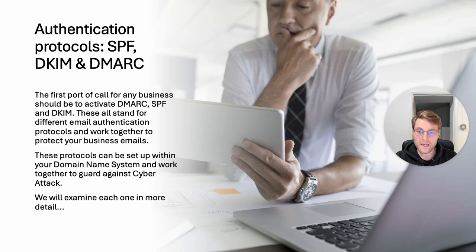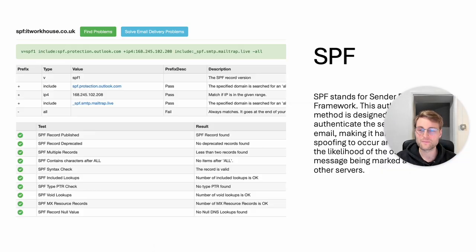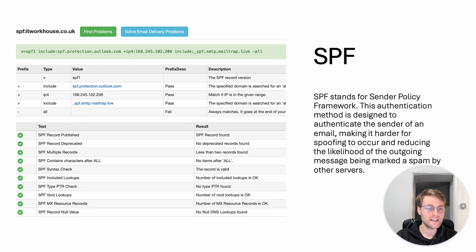So there's three main protocols that we use to authenticate emails out: SPF, DKIM, and DMARC. SPF is a sender policy framework. It's an authentication method to authenticate a place on the internet, to say this place, this IP address, this domain has authority to send email on behalf of a domain.